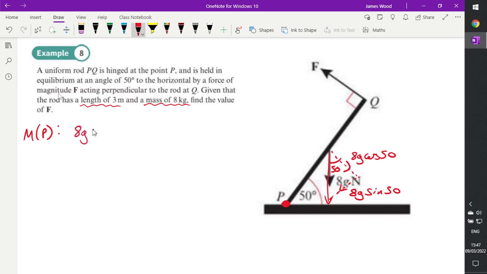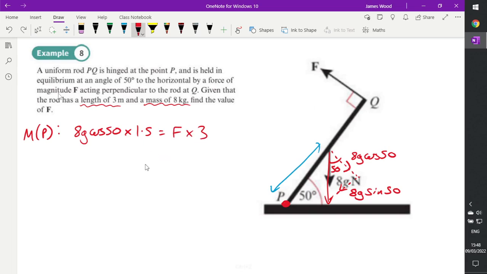So that's 8G cos 50 times the length, so from here to here, that's half the length of this rod, because it's uniform, so that's going to be times 1.5. And that is causing it to try and spin clockwise. Now, because it's in equilibrium, that's equal and opposite to this force, which is trying to make it spin anti-clockwise. And that force is already perpendicular. So we can just use F times the distance away, which is 3 meters away.